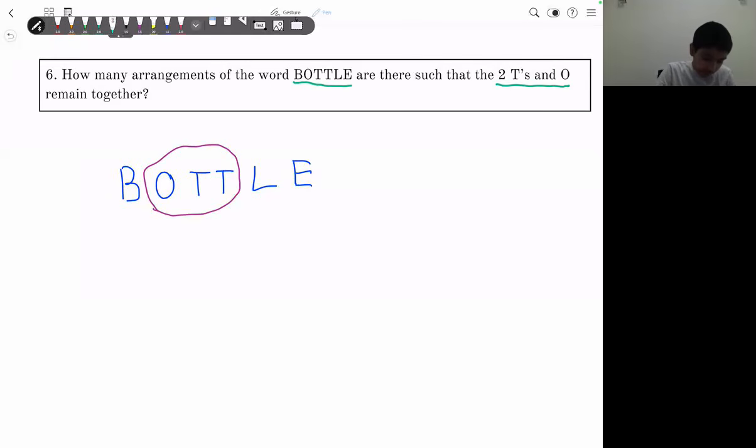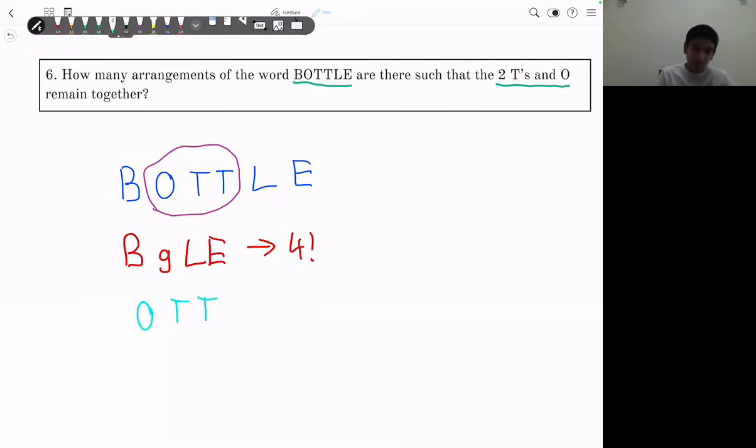So I'm going to rewrite the letters over here. B, and O, T, T has to be together, so let's call it G because it's a group of 3 letters, L, and E. And how many ways are there to arrange this? Well, there are 4 letters, so it's just going to be 4 factorial. And now, we also must arrange the 3 letters inside the group, O, T, and T.